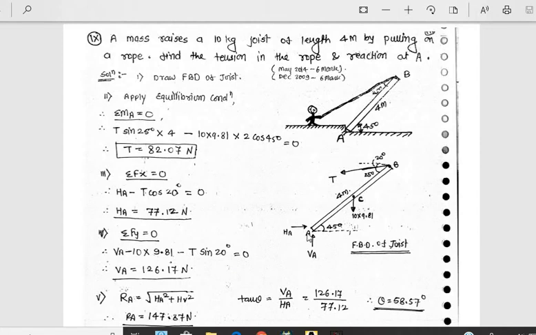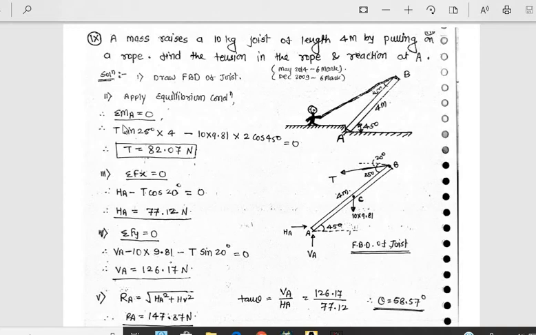At A, there are two reactions, on the rough surface, vertical and horizontal. The rope is at 45 degrees. Weight of this bar acts at the center, 10 into 9.81, and this is the angle. It is 45 is complete. This is given as 20, so 10, 25, and this remaining is 20. Okay, so this is the FBD of the joist. Joist means a beam, okay, beam or rod.